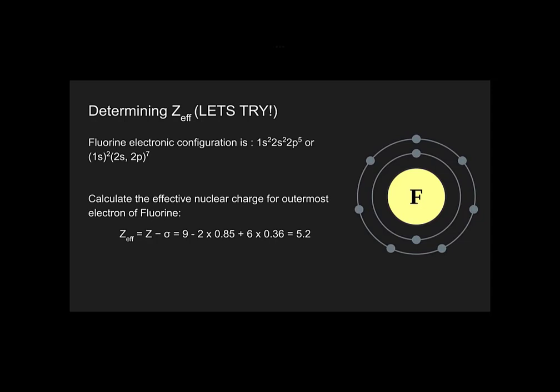As an example, let's look at a fluorine atom. Its electronic configuration is written as 1s2, 2s2, 2p5. To calculate the effective nuclear charge, we take the nuclear charge, which is 9, and subtract it by the shielding constant. As we can see in the diagram, we have 6 other electrons in the outermost shell, and 2 electrons in the n-1 shell. Hence, we get a value of 5.2.